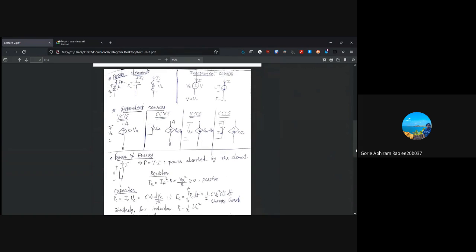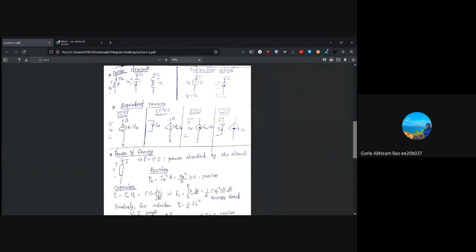Till now we've looked at passive elements like resistor, capacitor and inductor, basic intuition. Now let's look at what independent sources are. If it's an independent voltage source, irrespective of the current flowing through it, the potential difference is going to be constant. And for an independent current source, the current flowing through it is going to be constant irrespective of the potential difference.